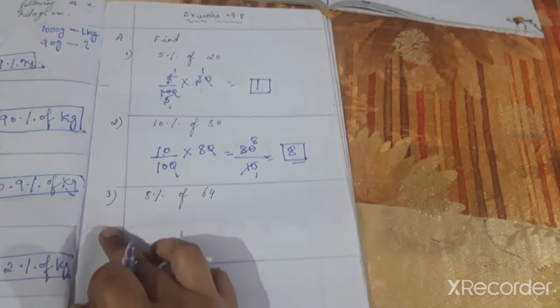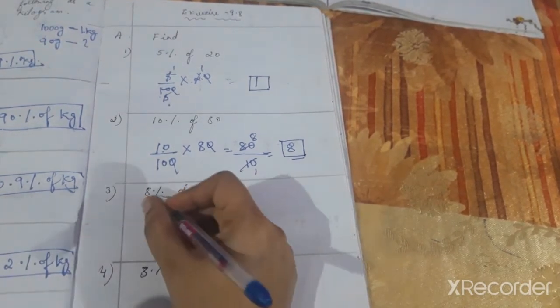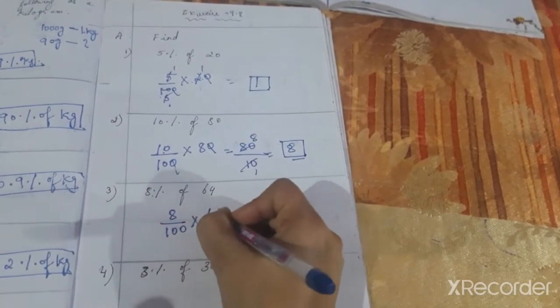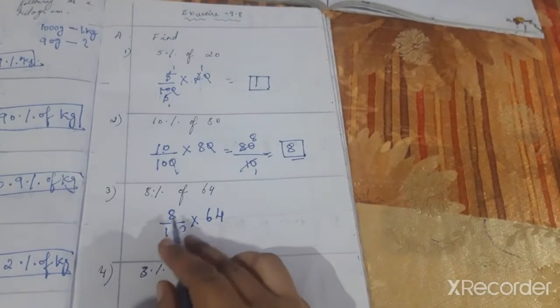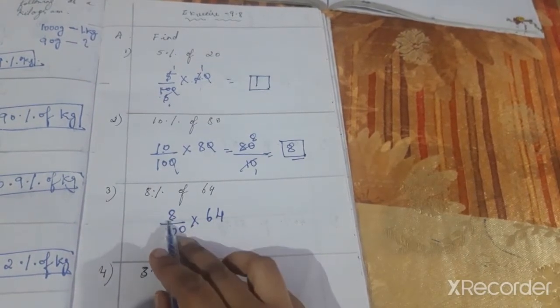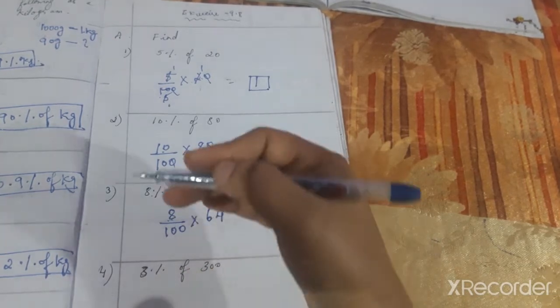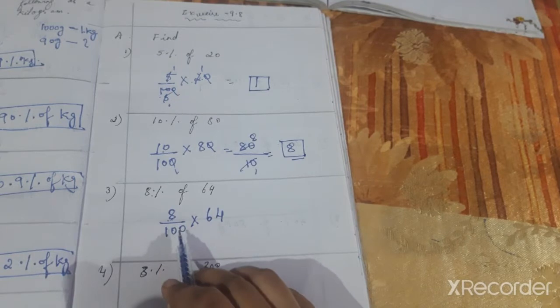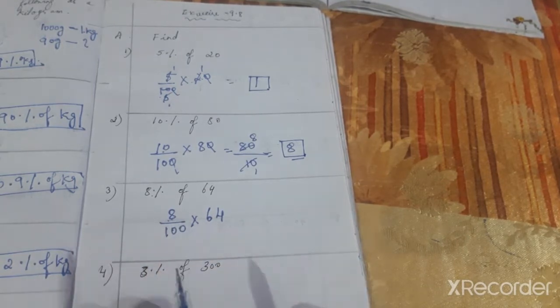Now third question, 8% of 64. 8% means 8 by 100 into 64. Can we cancel 8 and 64? No, we can't reduce the value there or cancel because both are numerators. One is up, first floor, and the other is ground floor. We can cancel numerator and denominator. Above the line is the numerator, below the line is the denominator.